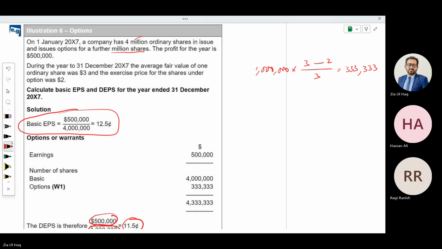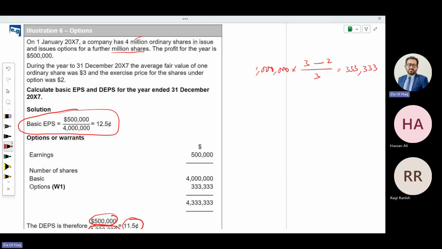Diluted EPS may reduce in future. Due to what? Due to any commitment of increase in shares. That is not done now, that will be in future. So in that case, we need to calculate diluted EPS. In this question, if we need to calculate basic EPS, we don't need to include the convertible debt, option or warrant information. But in diluted, yes, we need to use this.